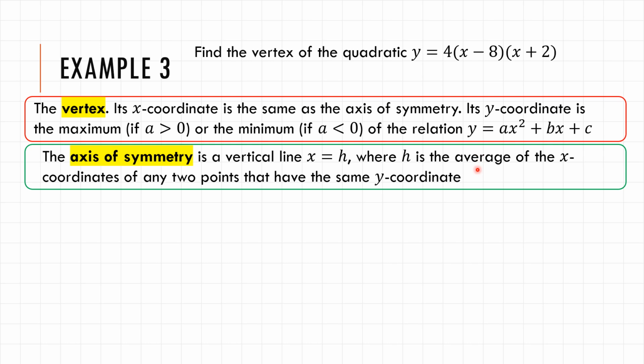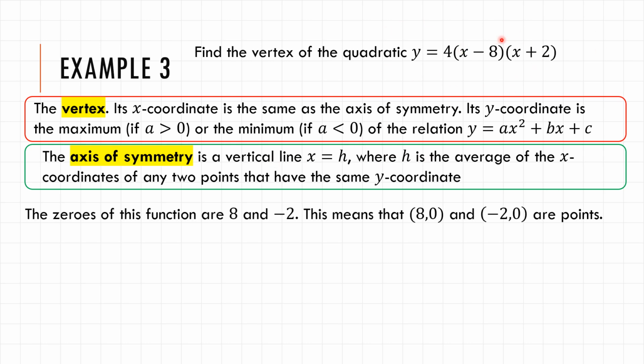Now, this is a weird way to say, why don't you just say the average of the zeros? But this specifically is not just limited to zeros. If you have any 2 coordinates that have the same y value, you can average their x values to find the axis of symmetry. And if we know the axis of symmetry, then we already have the x coordinate of the vertex. The y coordinate of the vertex is super easy to find. All we have to do is plug in the x coordinate. Okay, so let's do that.